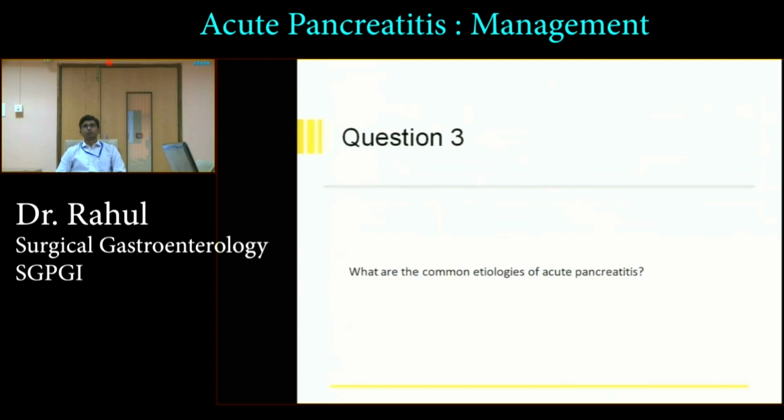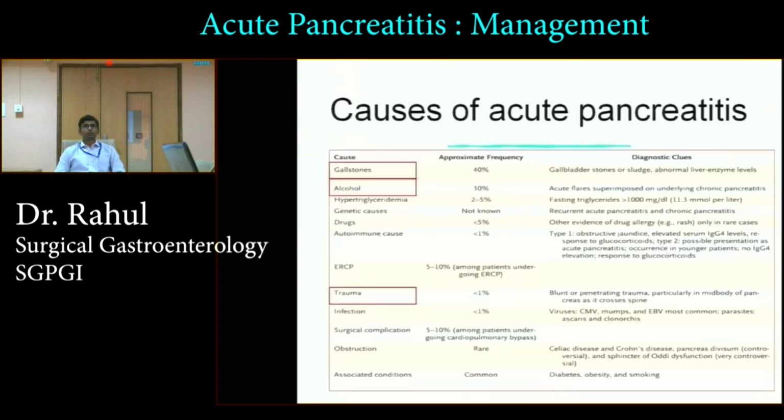The question arises, what are the common etiologies of acute pancreatitis? The most common are gallstones and alcohol, as I already said. They account for 70 to 80% of the causes of acute pancreatitis. Even in the West, gallstone is one of the most common causes. Apart from that, there are many rare causes like hypertriglyceridemia, genetic predisposition, drugs, and autoimmune causes.